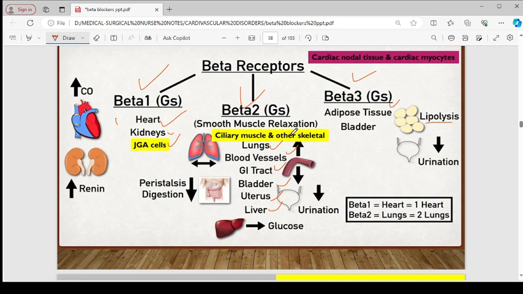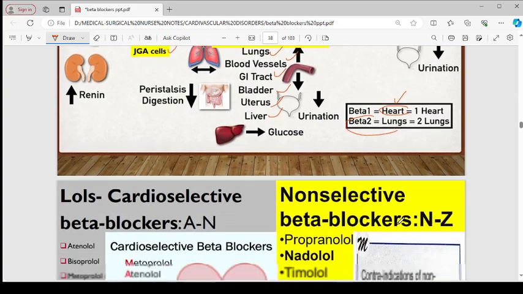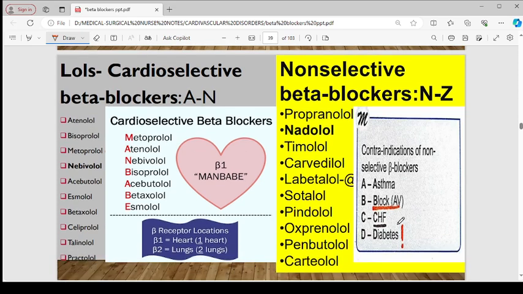Lipolysis. So guys, to remember beta-1 and beta-2, we normally have one heart, so that's why you should know that beta-1 are found majorly in the heart, while we have two lungs, so beta-2 will be found majorly in the lungs. All right. So we have a number of examples of these drugs, the beta blockers, and we have broadly classified them as cardioselective and non-selective beta blockers.